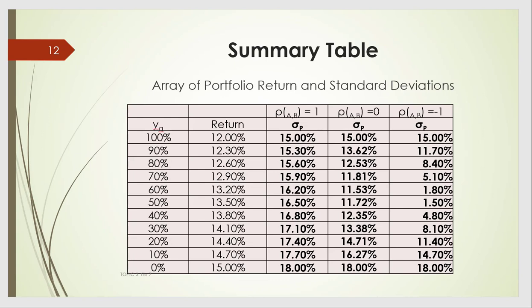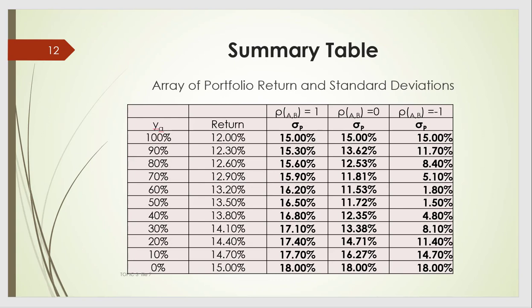15, 13.62, 12.53, 11.81, 11.53, 11.72. Well, look, at 11.53, in both directions risk increases, so 60% in A, which is 11.53, would be the smallest standard deviation we get. We're going to call that the minimum risk portfolio. So we now know that's the minimum or least risky portfolio. If I go to 70% in A, meaning I go up one row, the standard deviation increases. If I go to 50% in A, go down, standard deviation increases. So in both directions, I take on more risk.